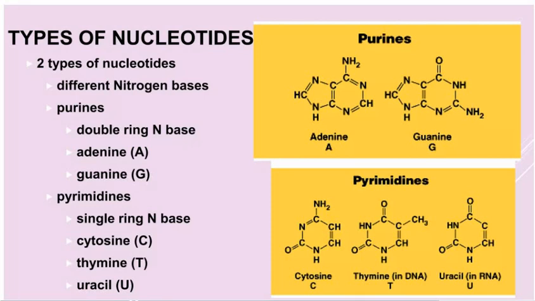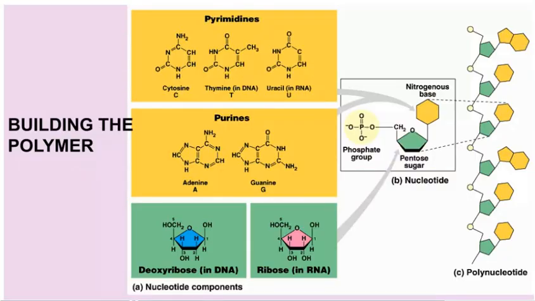So types of nucleotides: two types, with different nitrogen bases. Purine, a double ring nitrogen base: adenine and guanine. And pyrimidine, a single ring nitrogen base: cytosine, thymine, uracil. You can see here purine, double ring system, and single ring system. So building the polymers: pyrimidine single ring, purine double ring, and two sugars, ribose and deoxyribose. Here is the structure of a polynucleotide.